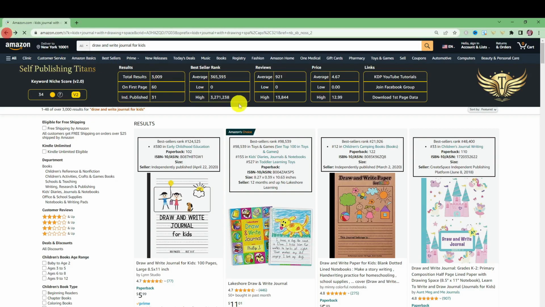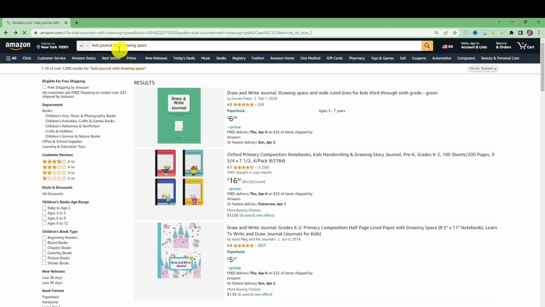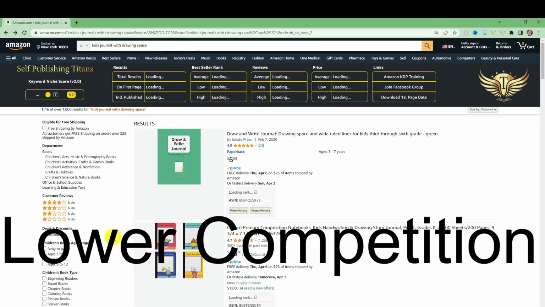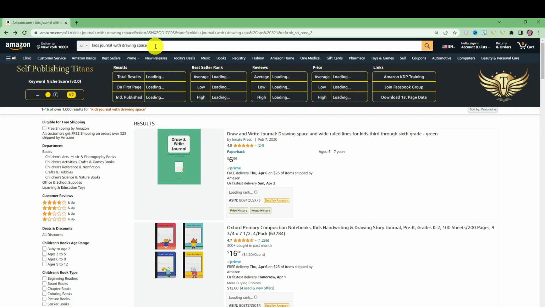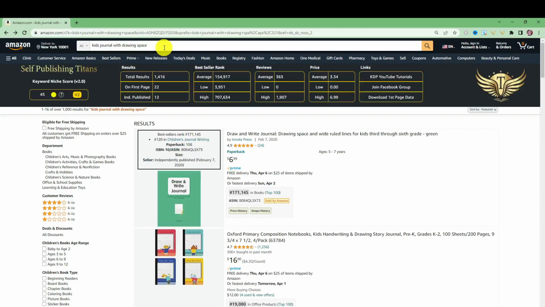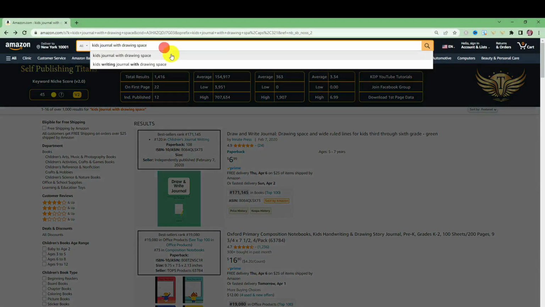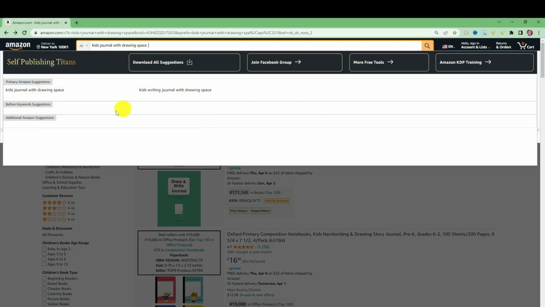So I think sticking with the one we had before, Kids Journal with Drawing Space, is better. Now this would be our actual keyword, because if we start adding more words on the end of here, it can get too niche down and too specific, and then nobody's actually searching for that. And we know that because when we put the space here, the Self-Publishing Titans tell us that no, people aren't adding words to this generally.